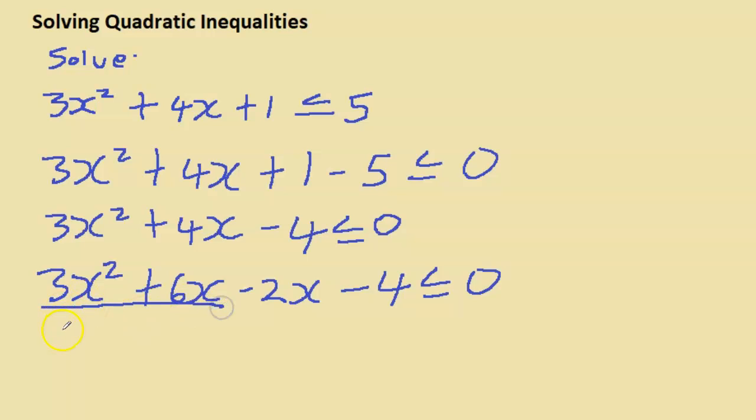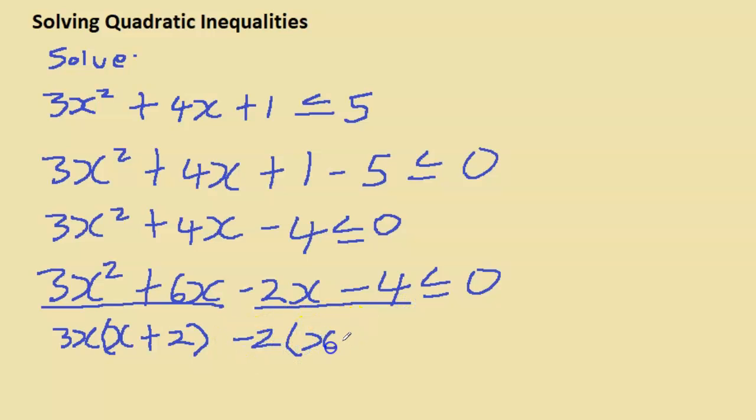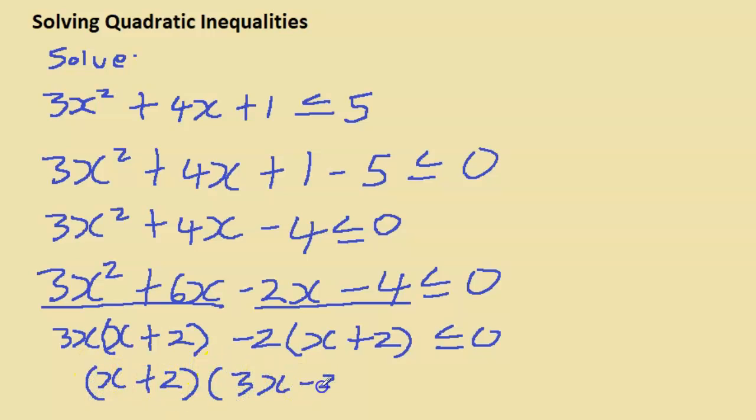So the first group, we factor out 3x. In the bracket, we have x plus 2. The second group, we factor out minus 2. So in the bracket, we have x plus 2. So the common factor here is x plus 2. And then we have 3x minus 2 in the other bracket. If you equate both brackets to 0 and solve, for this one, you'll get x equals minus 2.